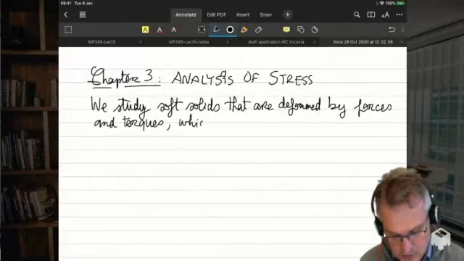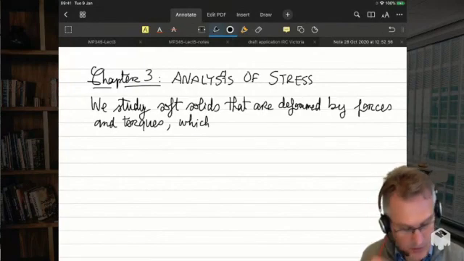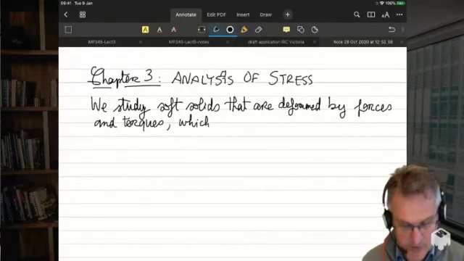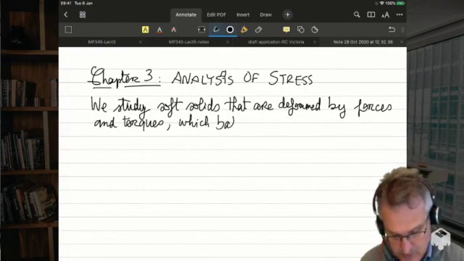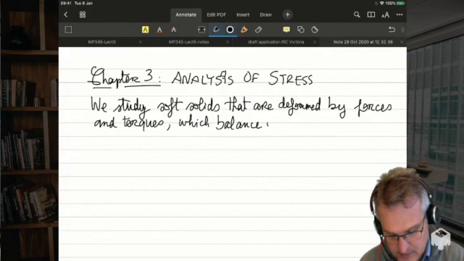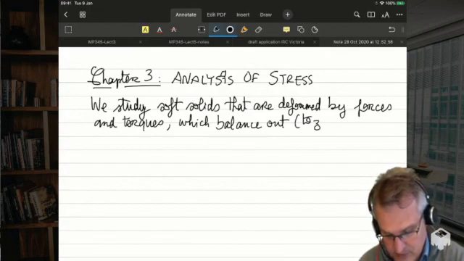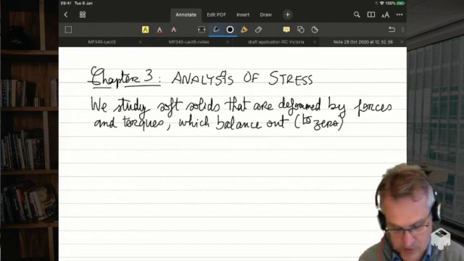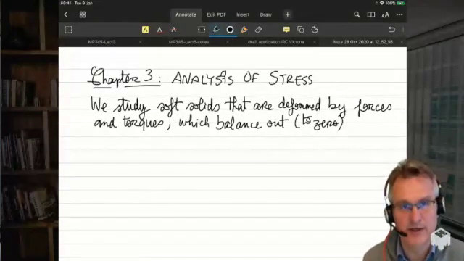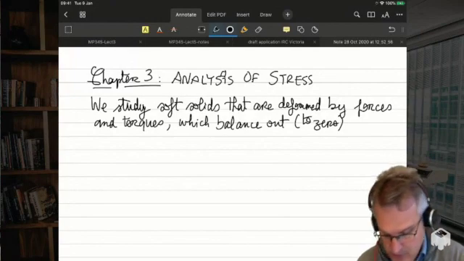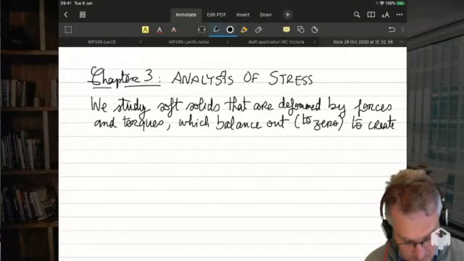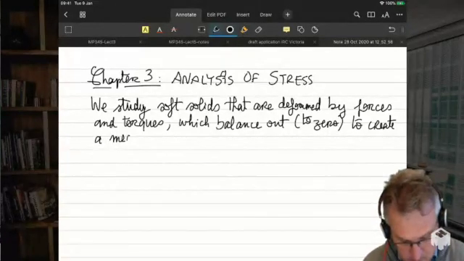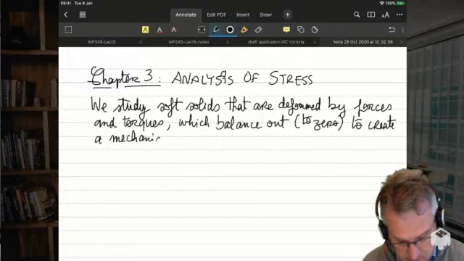So we're going to assume that the forces and the torques balance out to create equilibrium. Balance out, right? That means it's zero. It means the resultant is zero. If I sum all the forces, I get zero. If I sum all the torques, I get zero. To create what's called a mechanical equilibrium.